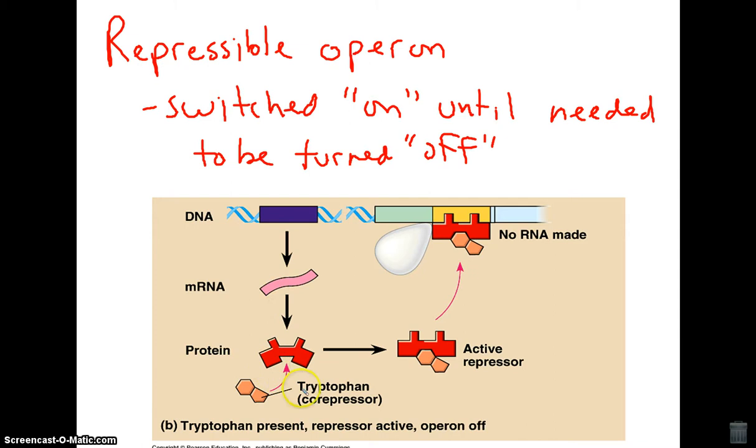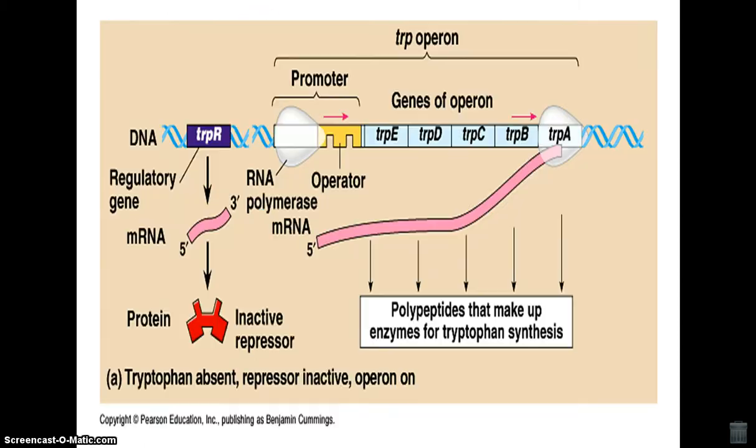Now, if tryptophan is present, it acts as a co-repressor. It will alter the shape of the repressor. The repressor will then bind to this area of the promoter region, and RNA polymerase cannot bind. So if tryptophan is in high levels, production of it is stopped until the levels go back down. So that's why it's repressible. It's always on until it's turned off.